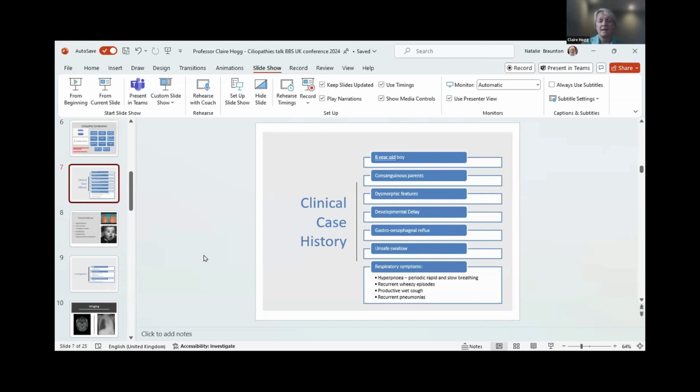If we can go to the next slide, this family have kindly given me permission to present this case. This was an 8-year-old boy who is now about 14. He's from a highly consanguineous family and had dysmorphic features, developmental delay, and a long-standing history of very unsafe swallow and gastroesophageal reflux with chronic respiratory symptoms. His symptoms had always been put down to being related to aspiration. So he was aspirating liquids and foods into his lungs, and this was causing his chronic wet cough and breathing problems.